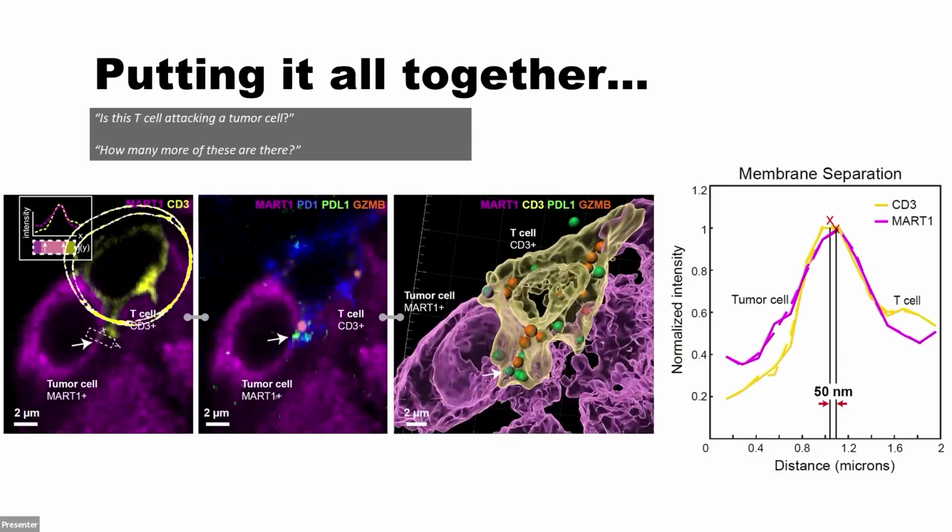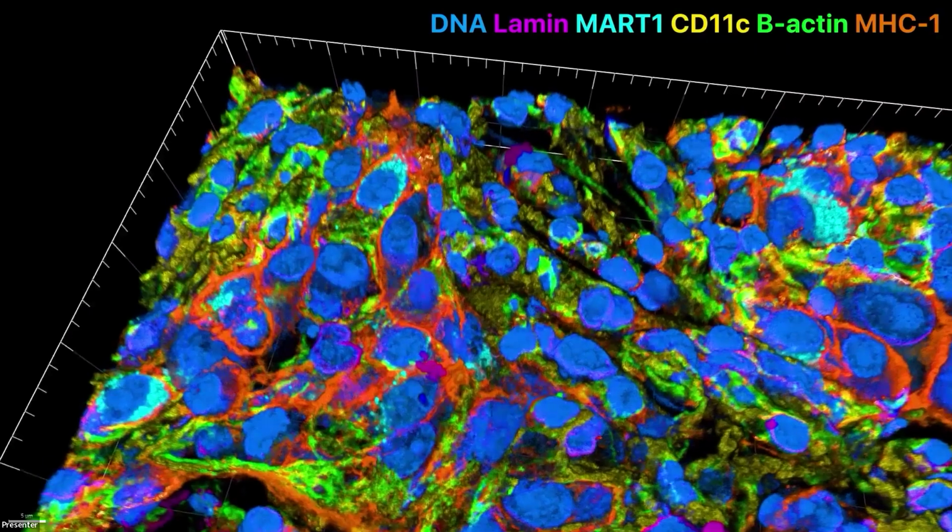And finally, we have the shape of the T and tumor cell. This cell appears to be quite spiky, and it has microvilli sticking out. Therefore, it's conceivable that we're looking at a metastatic melanoma. Okay, that was just between two cherry-picked cells. What if we looked at a community of cells?